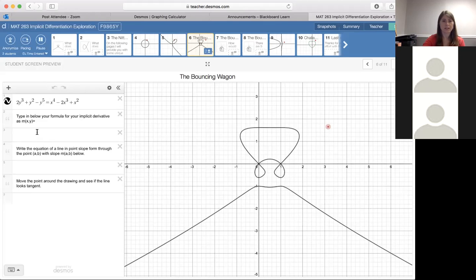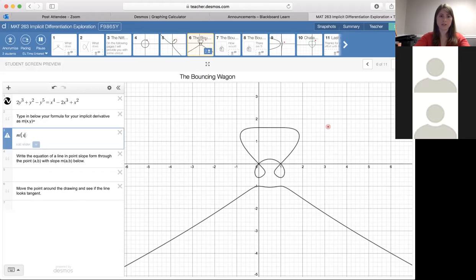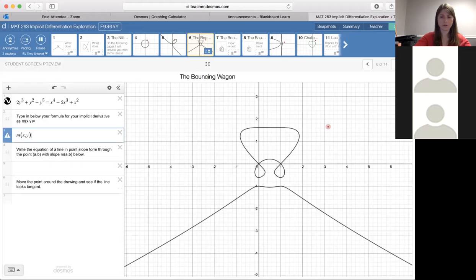Now, notice right here, it says type in below your formula for your implicit derivative. Here's how you have to start it off. In other words, I just didn't paste this part in before I copied it over. M of x y equals, and then you put it in. Whatever your derivative is, you work it out with paper and pencil, doing the whole implicit differentiation method, and stick it in there.